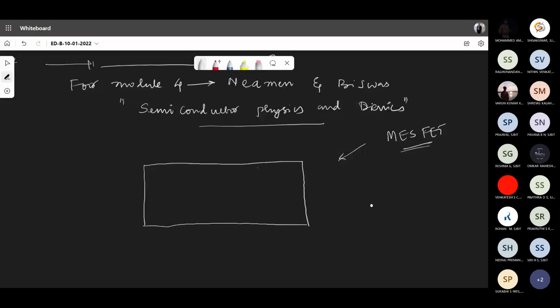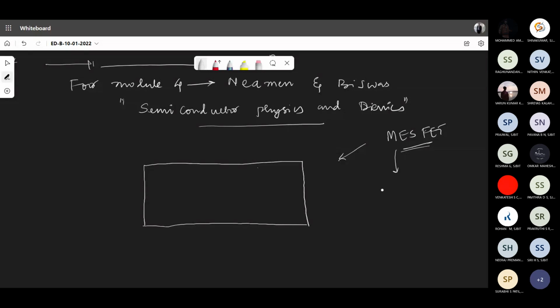We know what is JFET, we know MOSFET. There is something called a MESFET, and this is what is being used in writing the equivalent circuit. We have to discuss it anyway, so I'll just give you a brief explanation on this MESFET.